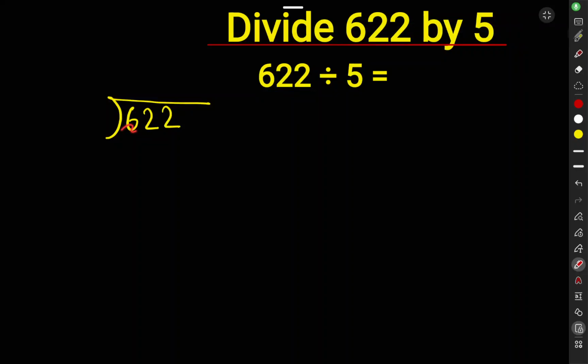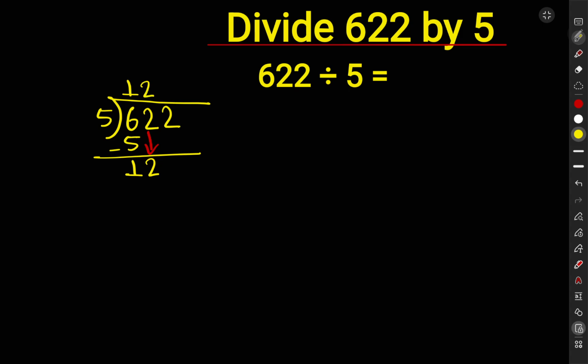We divide 622 by 5 in a long division method. 5 times 1 is 5. On subtracting we get 1. So now we put down these 2 and it is 12.